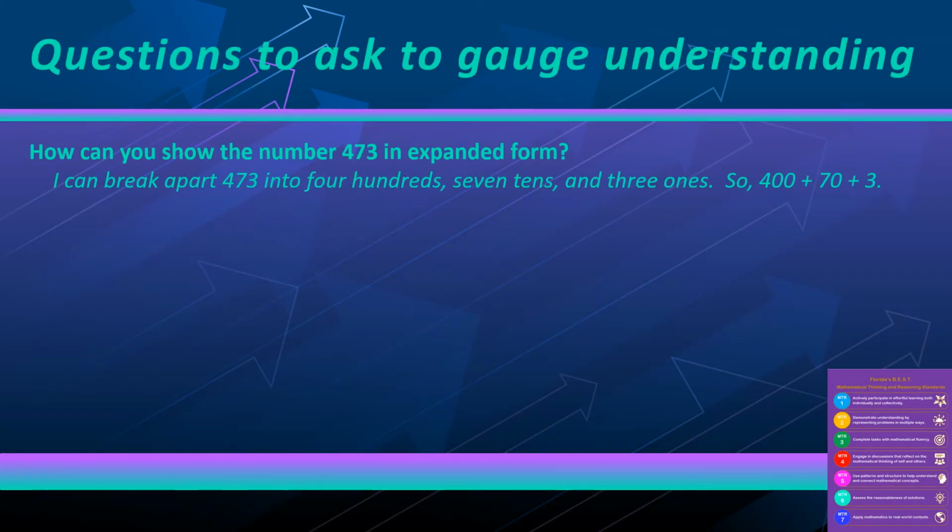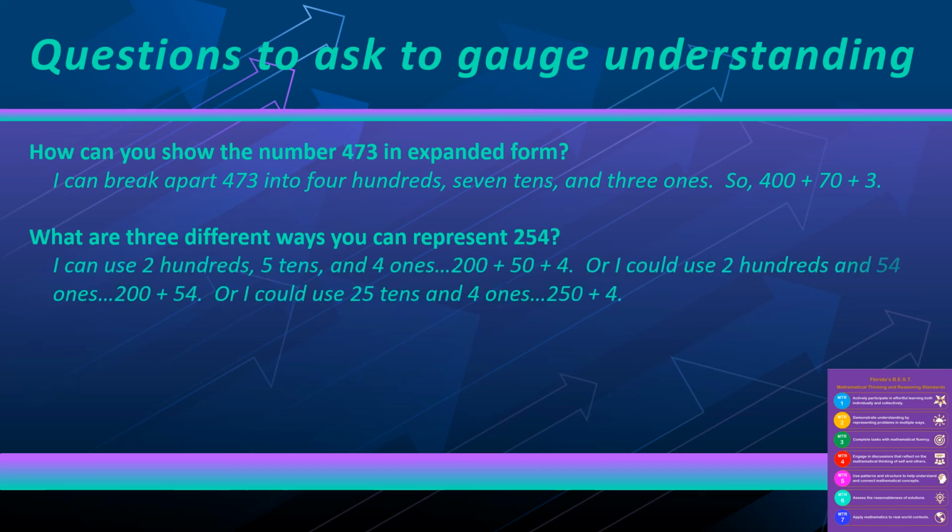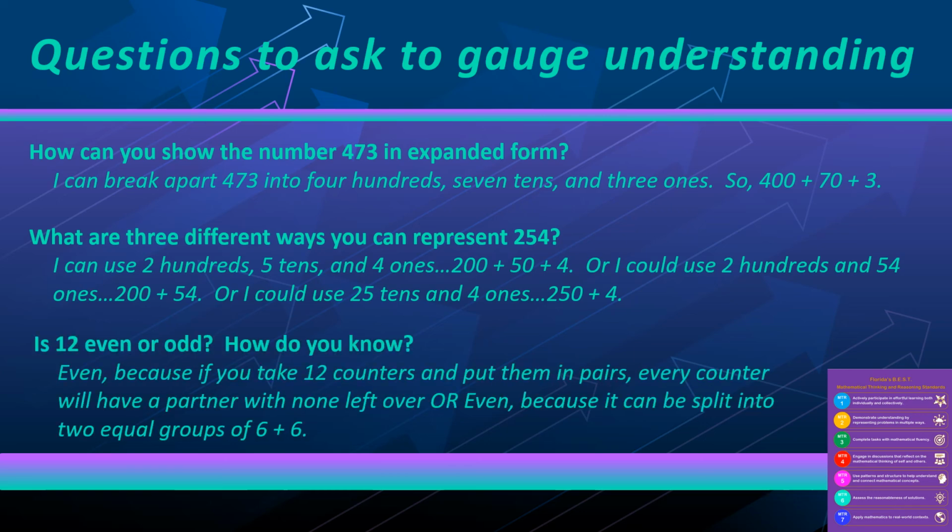As we visit classrooms, we may want to ask students questions to better gauge their understanding of the current content. Here we see a couple of different questions we could ask to gauge their understanding of representing numbers through 1,000, as well as even and odd numbers. Recall that you can access additional questions to gauge understanding on our smathsmarts.com website. Student explanations could demonstrate MTRs 4, 5, and 6.